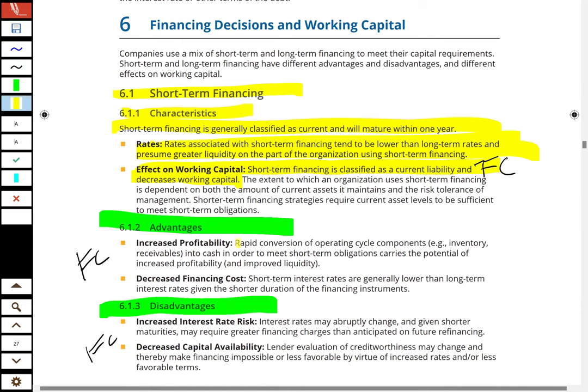Okay. So what is the advantage? Increased profitability, rapid conversion of operating cycle components into cash to meet short-term obligations, potential increased profitability, improved liquidity, decreasing finance cost. That's obvious if it's going to be lower interest rates, right? Okay. By the way, if you need the flashcard, the idea of lower interest rates with short-term financing, you can do that. Okay.